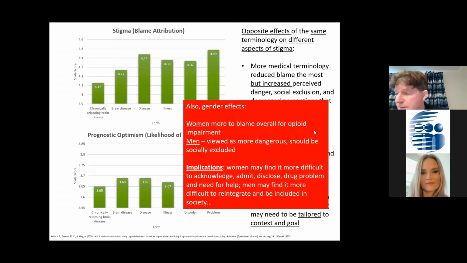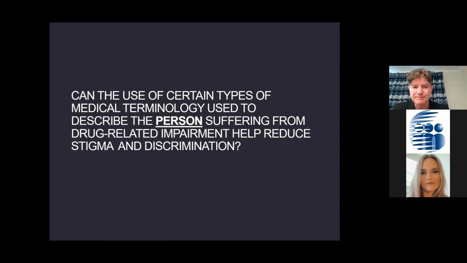Now, some of the implications of that, broadly speaking, mean that women may find it more difficult to acknowledge, admit, disclose a drug problem and the need for help. Men may find it more difficult to reintegrate and be included in society. So there are some potential sex differences, gender differences there, in terms of the effects of having drug-related impairment across men and women that also do vary.